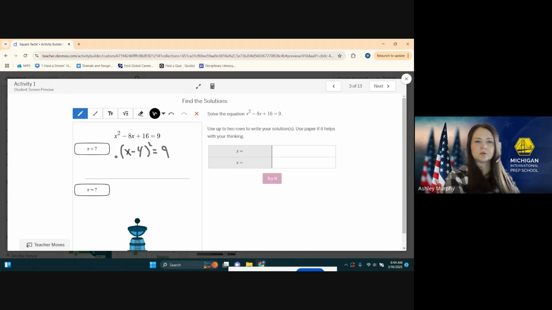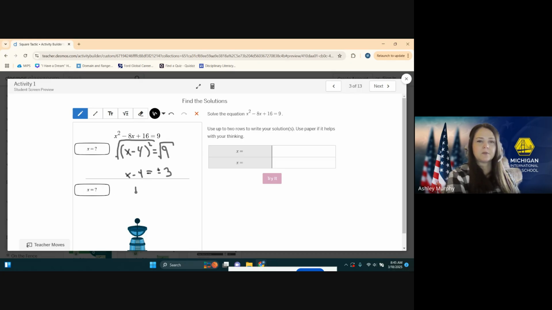So now I can do a square root. I'm going to square root this side, and I'm also going to square root the other side of the equation. When I do that, I'm left with x minus 4. There's no power of 2 because the square root and the power of 2 cancel each other out. Then I have to evaluate the square root of 9, which could be 3, but it could also be negative 3. So I'm going to write plus and minus 3 because 3 times 3 is 9. Also, negative 3 times negative 3 is 9.